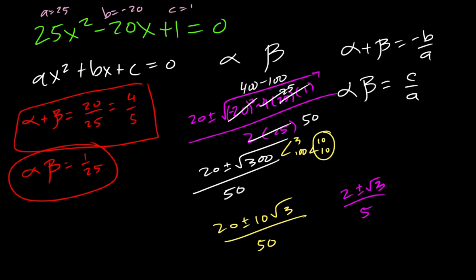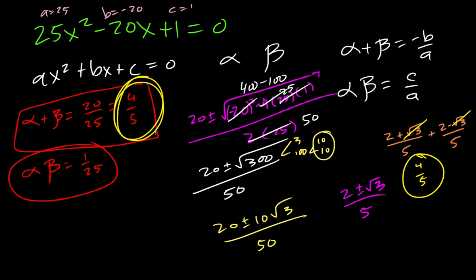And so if we were to add those together, we're going to get 2 plus root 3 over 5 plus 2 minus root 3 over 5. If we add those, the roots will go away, and we'll be left with 4/5, which is the same thing as we got there, so that's good.